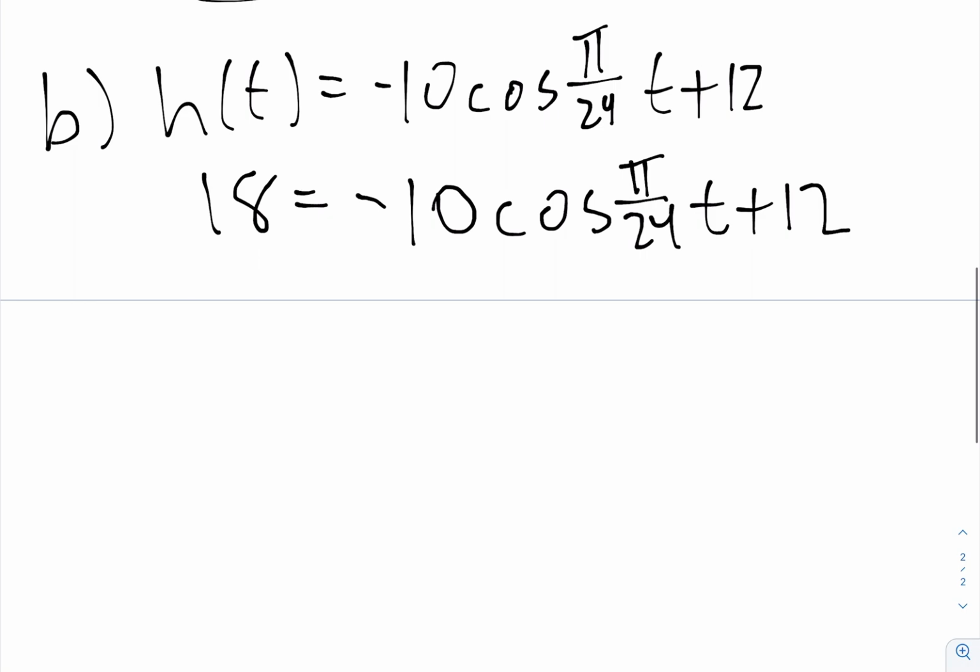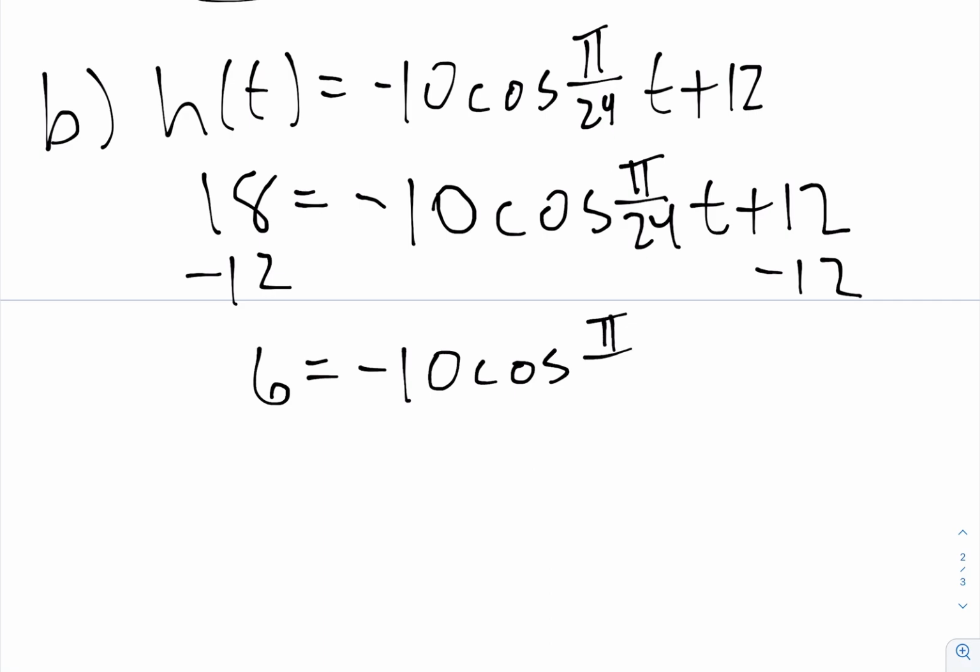And the first thing we want to do is get rid of this plus 12. Anytime we're solving for the variable that's embedded inside the sine or cosine, we always want to get rid of the thing on the outside. Work from the outside in. So 18 minus 12 is 6. And now we're left with negative 10 cosine pi over 24 t.